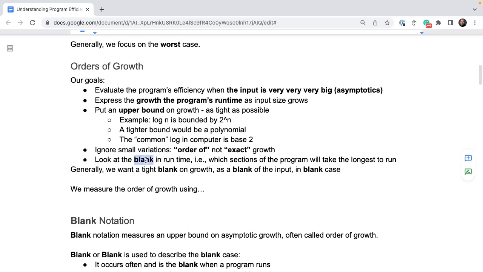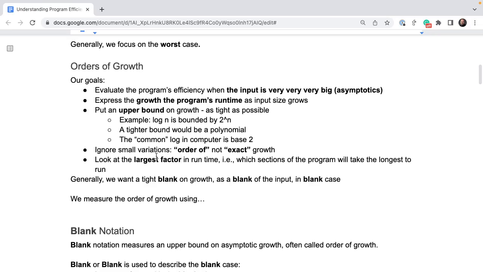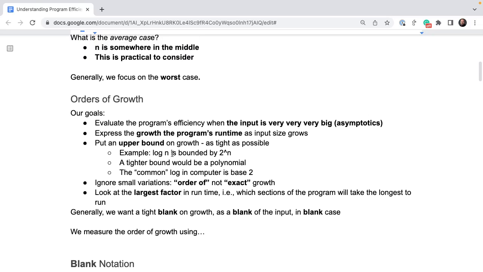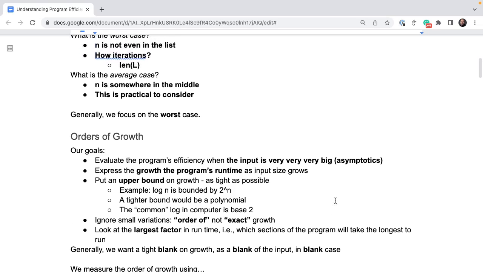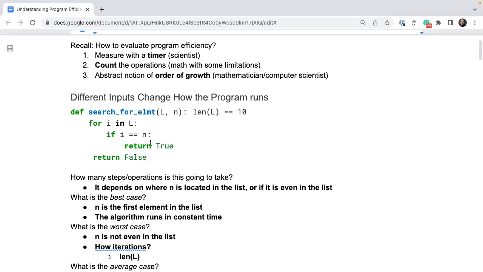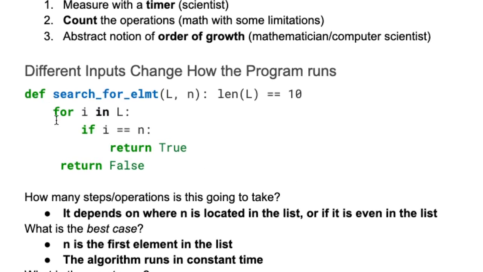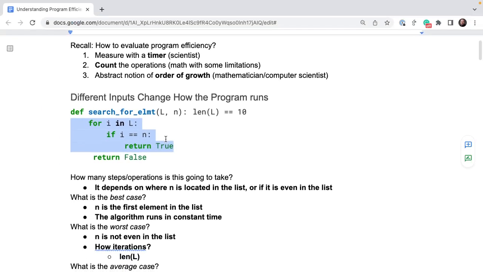So the last point right here: if we're concerned about the order, we're going to look at the largest factor in the runtime. That is to say, which sections of the program took the longest to run. So if we look at this program we were talking about at the beginning, at this return false, this loop, which part were we focusing on? I think you all were talking about the loop, how many iterations. So when you're looking at order of, you're going to be finding the part of the program that seems to be taking the longest. And we're going to look at several examples today.